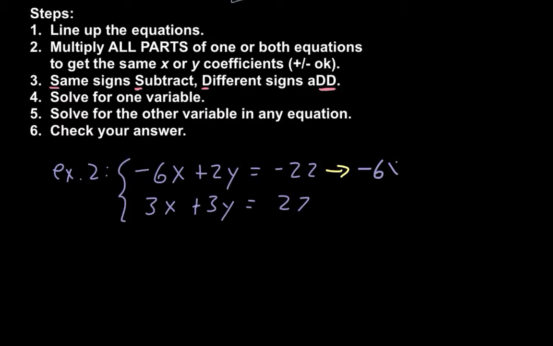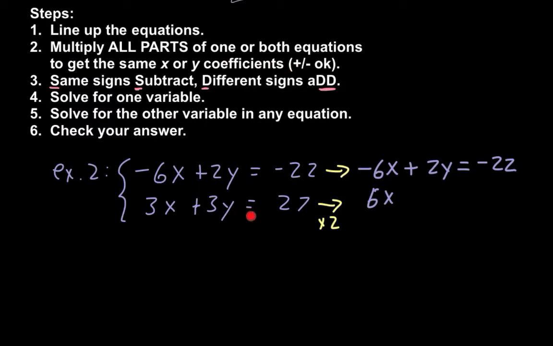And since I'm really not doing anything to this one, I'm just going to write in negative 6x plus 2y equals negative 22. Now my bottom equation, I want to cancel out my x's, so I need that to be a 6x. So what do I multiply 3x by? I have to multiply that by 2. So 3x times 2 gives me my 6x, and I keep it all nicely lined up. But to keep it equal, that's what I was talking about here with multiplying all parts of one or both equations to get the same x or y coefficients.